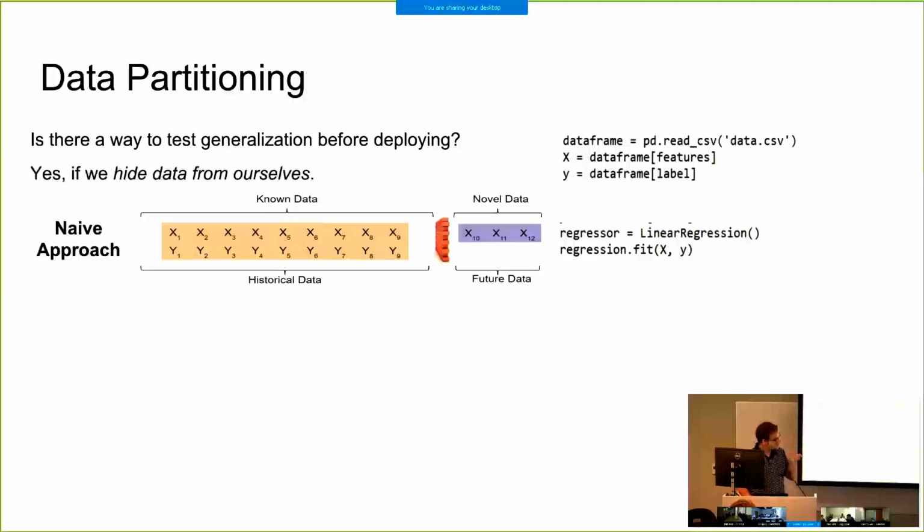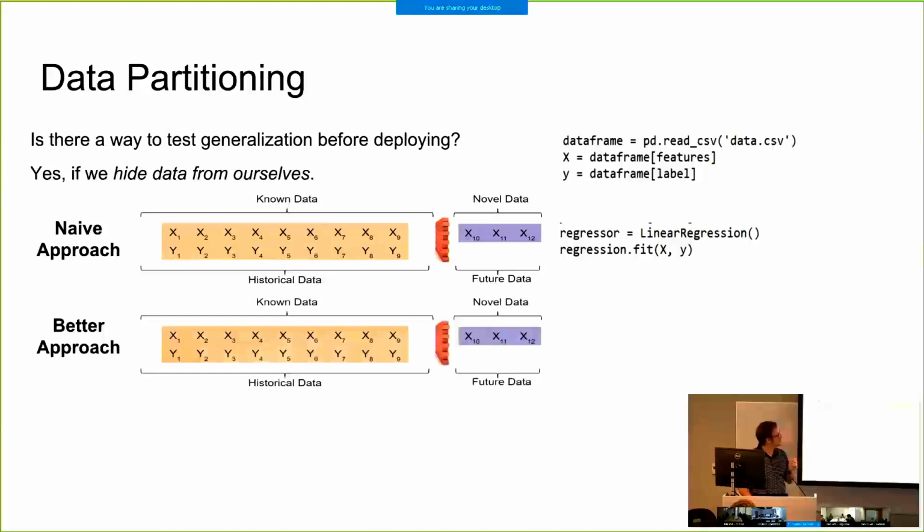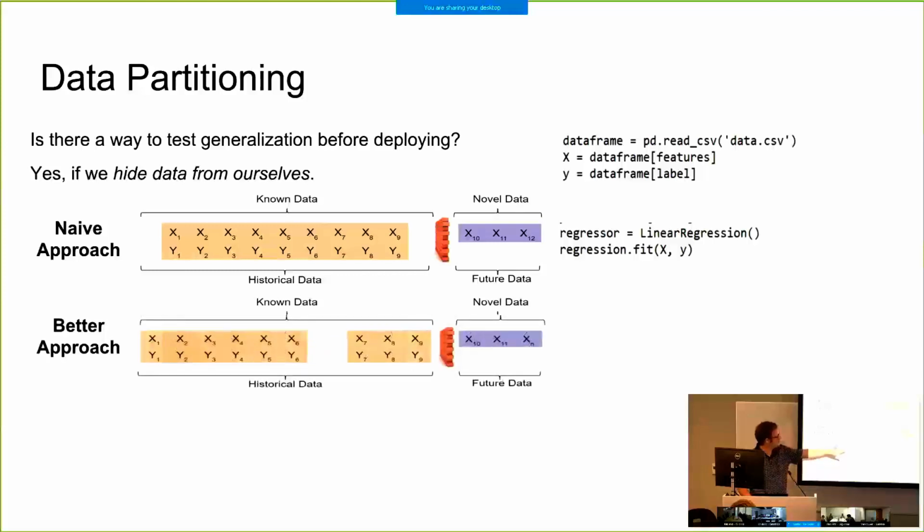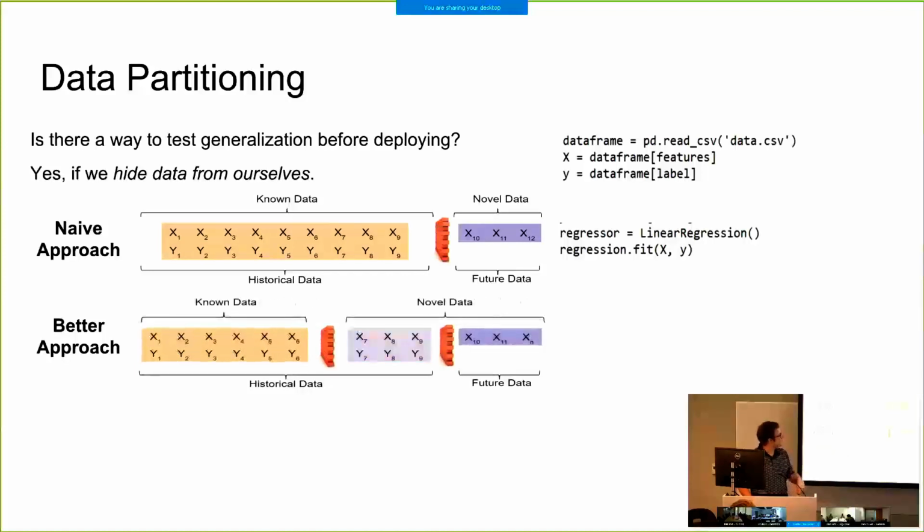Okay, and the key insight is that we need to hide data from ourselves. We need to decouple the known from the historical. We need the past to pretend to be the future. To do that, we partition, which means we separate our data as follows. We build the wall between these two subsets, and then we only train on this known data on the left. And we treat this historical data as novel on the right.